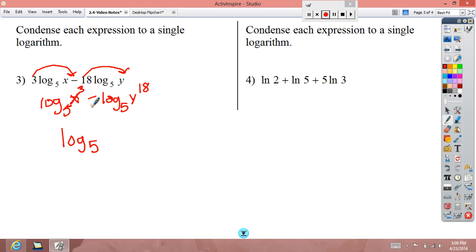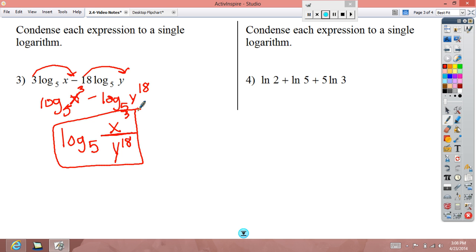I have subtraction, so this is LOL 2. Subtraction turns into division, right? So I start with the first one. This becomes the numerator, x to the 3rd, over, because the subtraction turns into division, and log base 5 we already had here, y to the 18th is in the denominator. And that's your answer, condensed.